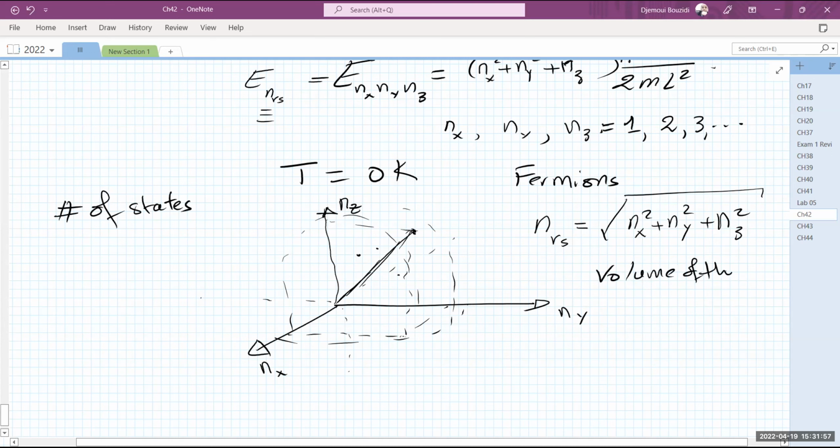Volume of the sphere. But it's not the entire volume of the sphere of radius nRS. I'm not interested in the entire sphere, because if I do the volume, which is just 4 pi over 3 times this radius cubed, that gives me the entire sphere, and I don't want that.